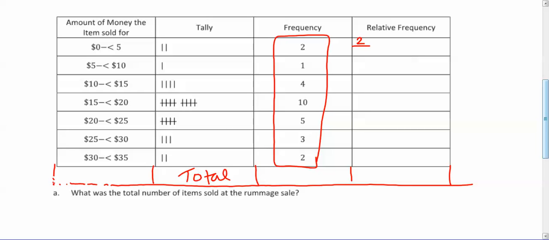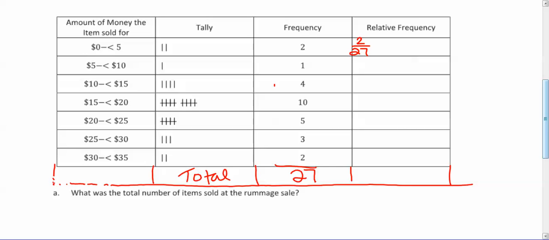All right, so we have 2 plus 1, which is 3. 3 plus 4 is 7. 7 plus 10 is 17. 17 plus 5 is 22. 22 plus 3 is 25. 25 plus 2 is 27. So if you take the time to add all these up, you're going to see that she sold 27 items at her garage sale. So that's how you get the denominator. So we have 2 out of 27.